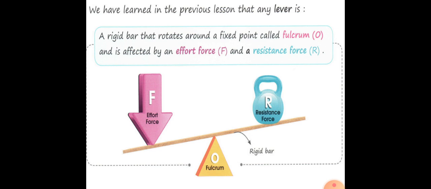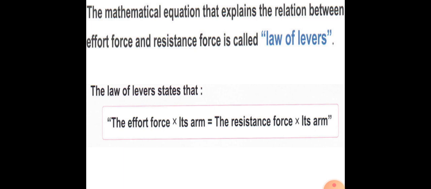The symbol of the fulcrum is O, the symbol of the effort force is capital F, and the symbol of the resistance force is capital R. The mathematical equation that explains the relation between the effort force and the resistance force is called the law of levers. So, the law of levers states that the effort force times its arm equals the resistance force times its arm.